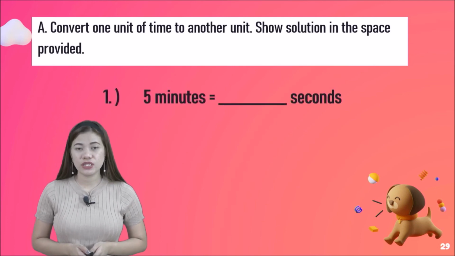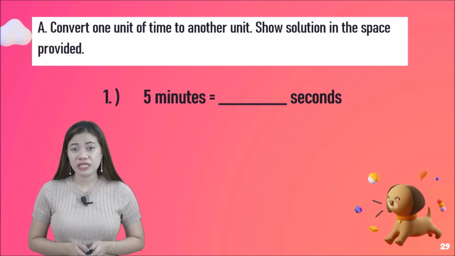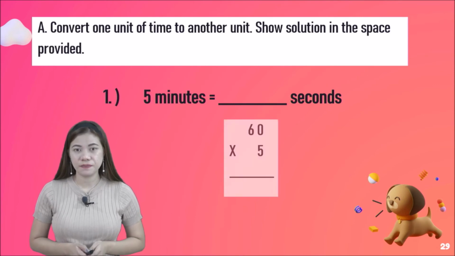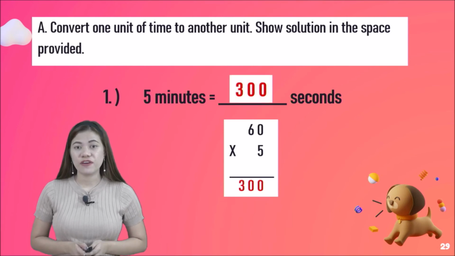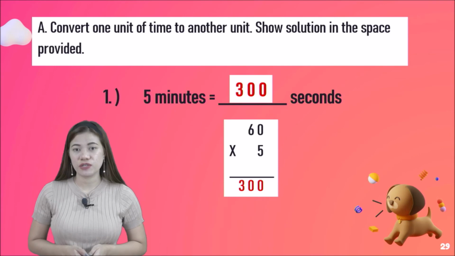Number 1 question. 5 minutes is equal to blank seconds. So solution, 60 times 5 is equal to 300. So 5 minutes is equal to 300 seconds.